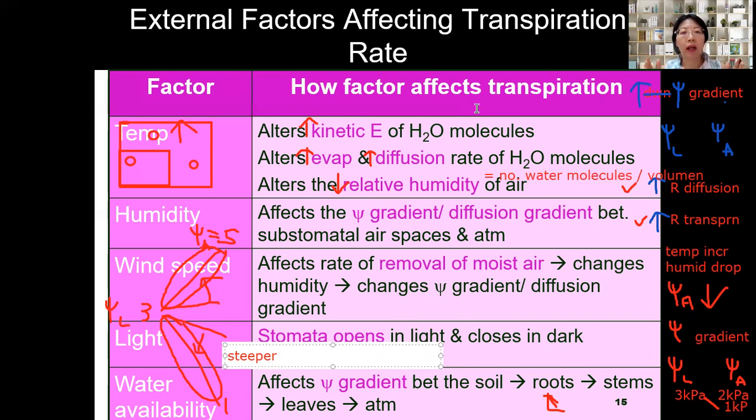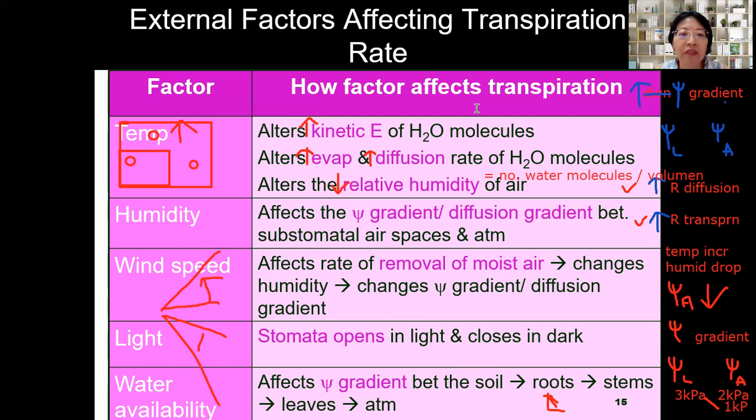That's why this topic, even though it's not in your syllabus, revolves around the very basic principle that movement of water is driven by water potential gradient. So you need to be able to work with it, to know whether the gradient increases or decreases when certain factors change. Okay? So very good. Let's look at the wind speed now. We have done the humidity already.